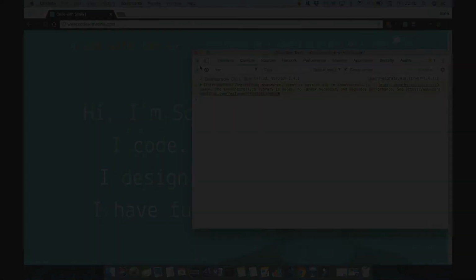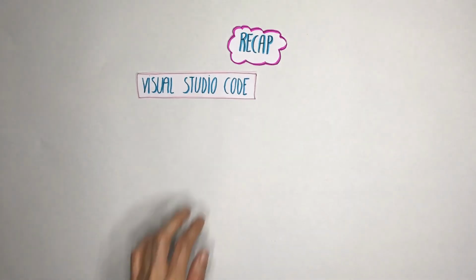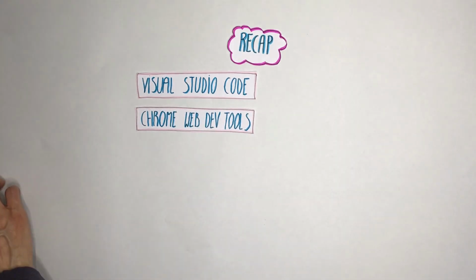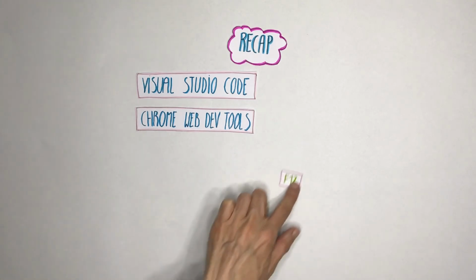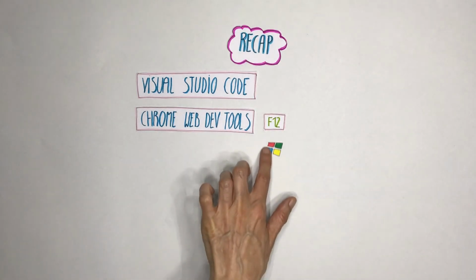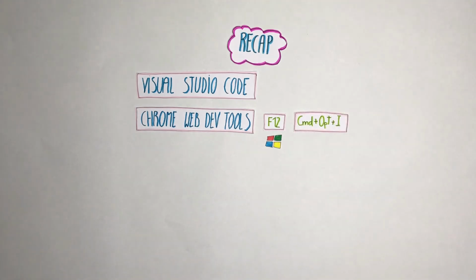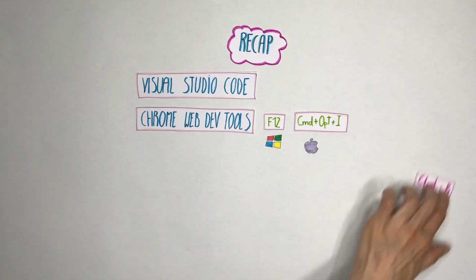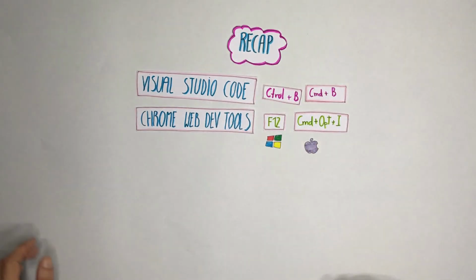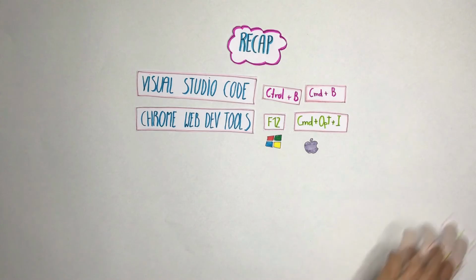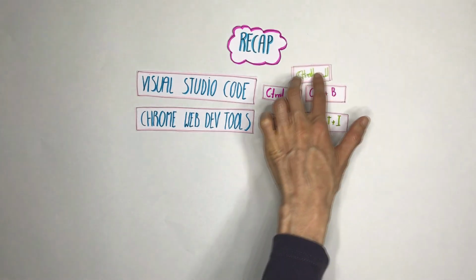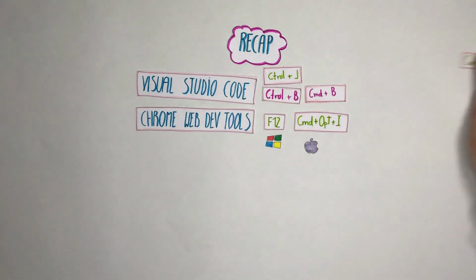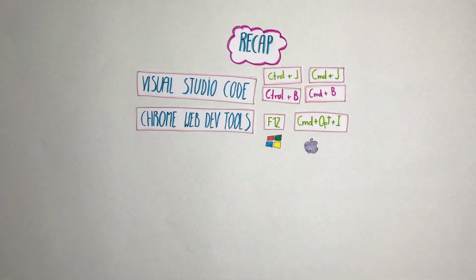In this video, we have met the two tools we are going to be using to build our website. They are Visual Studio Code and Chrome Web DevTools. To launch Web DevTools, remember F12 if you're on Windows and Command Option Y if you're on Mac. We have seen two shortcuts we are going to use a lot when working with Visual Studio Code. Ctrl B or Command B if you're on Mac to launch the File Explorer, and Ctrl J or Command J for Mac to launch the console.